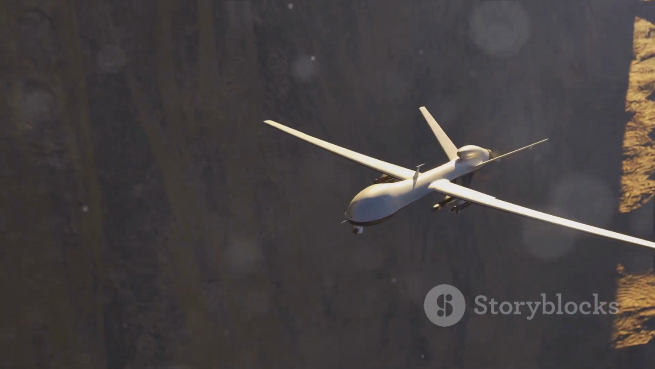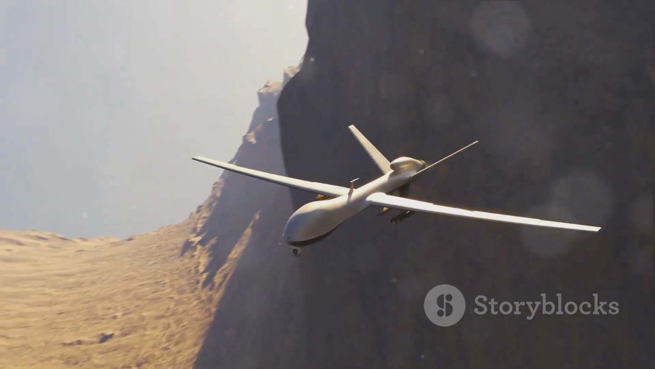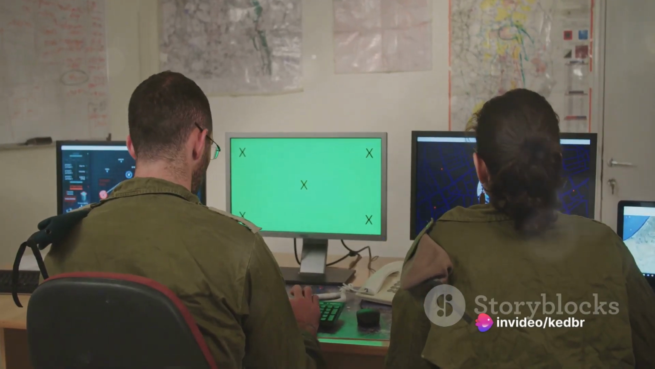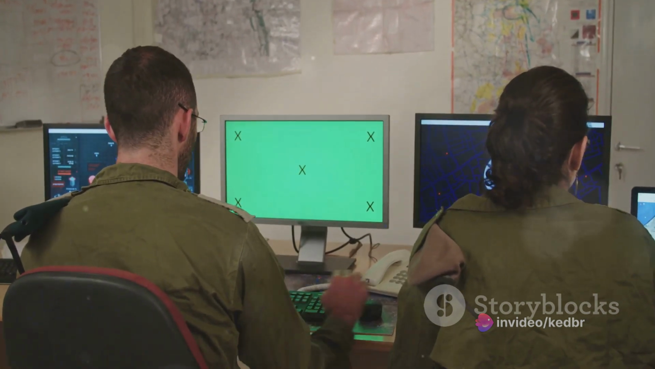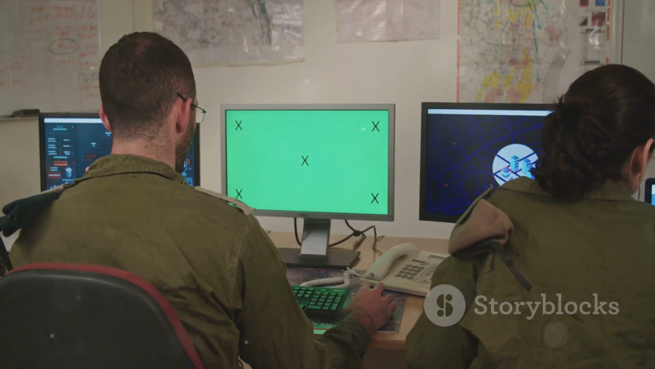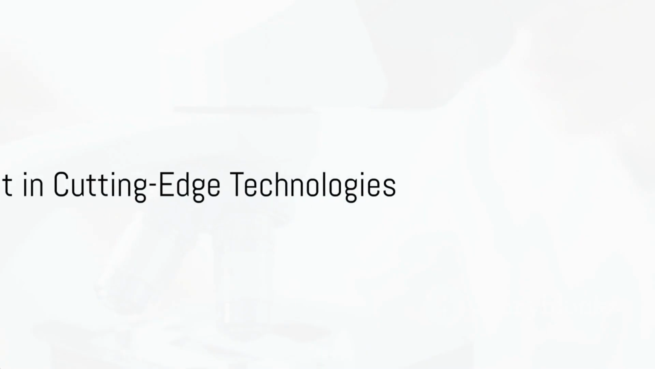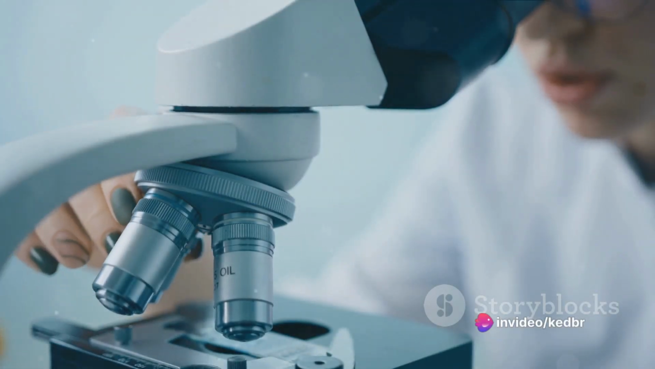In the past few decades, Israel has been using technology as a tool to maintain control over the Palestinian territories. This began with the establishment of a sophisticated surveillance network, which has been instrumental in monitoring and controlling the activities of the Palestinian population. In the early 2000s, Israel began to invest heavily in the development of cutting-edge technologies.